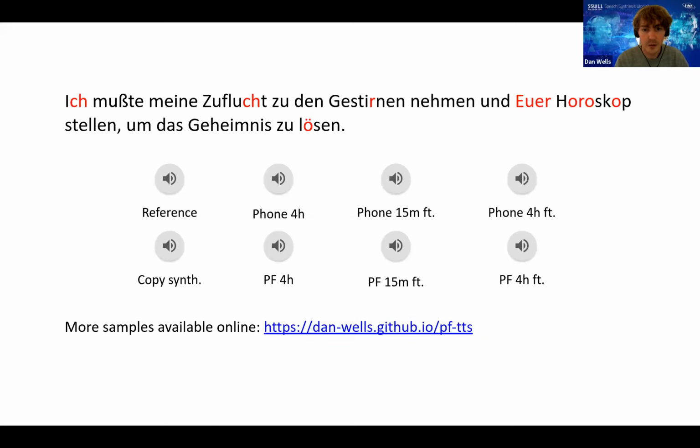The phoneme-based system trained from scratch on 4 hours of German.